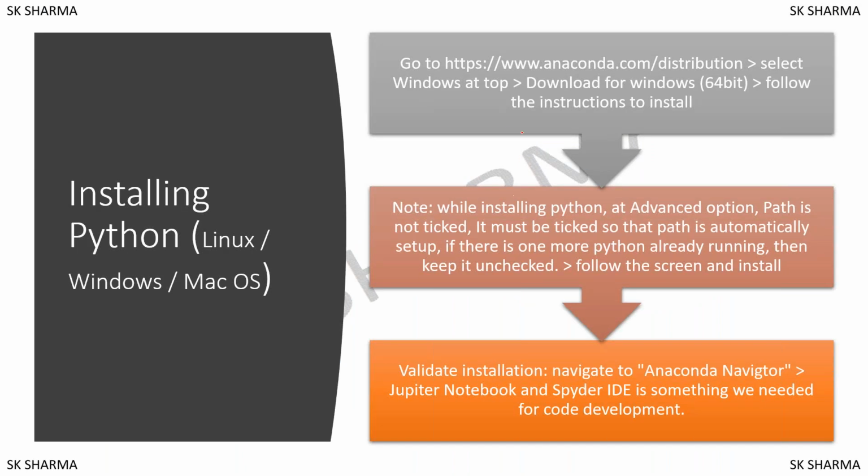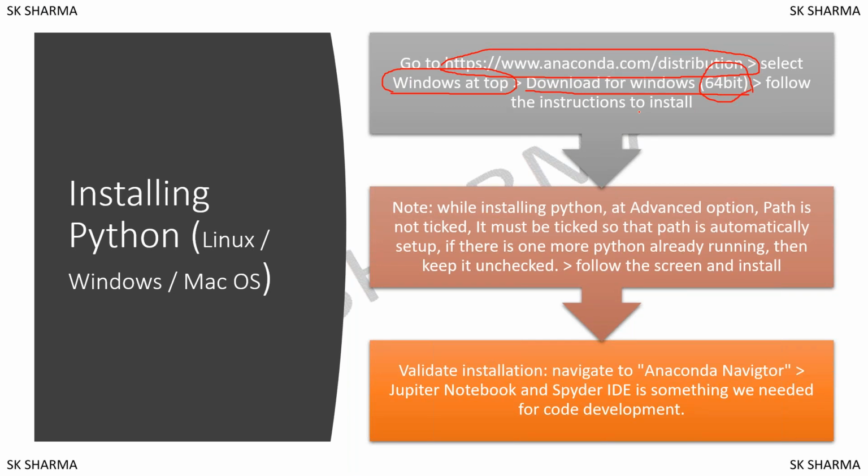Now Anaconda, you can see this website where we can find this software, anaconda.com/distribution. When you open this, you have to click Windows. You have to select Windows. It comes at the top of the screen. Make sure you don't forget. Then you also get the download for Windows. If it is a 64-bit machine, you download it for the 64-bit machine.